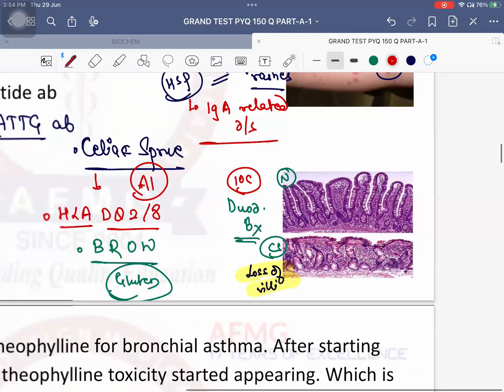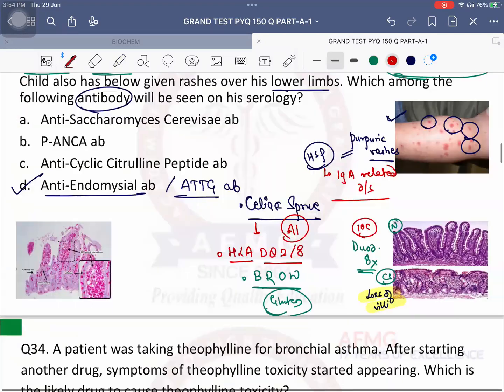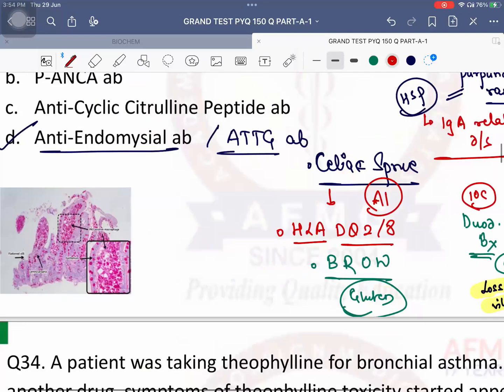That's the most important thing you need to remember over here. Another malabsorption syndrome, guys, is malabsorption only, but it is infective in nature.